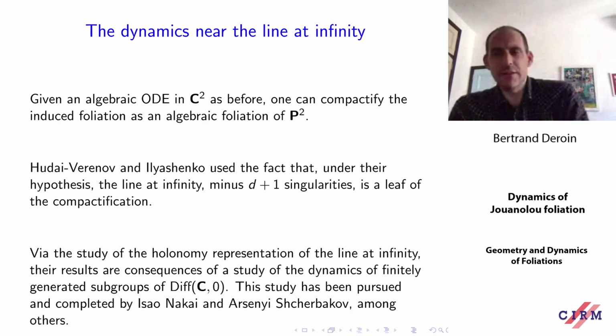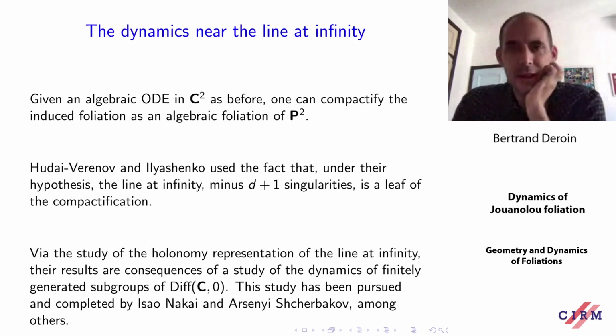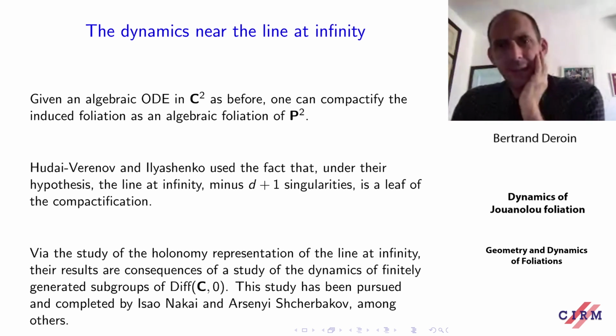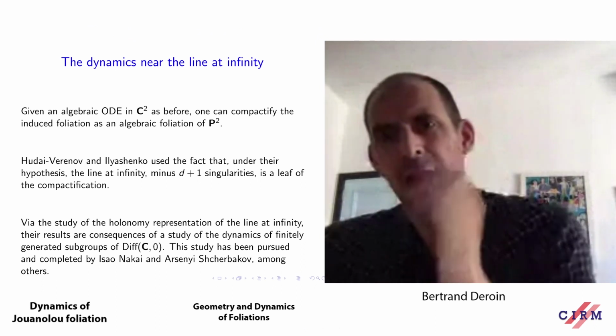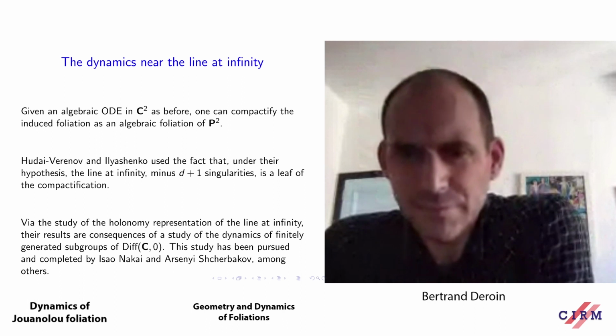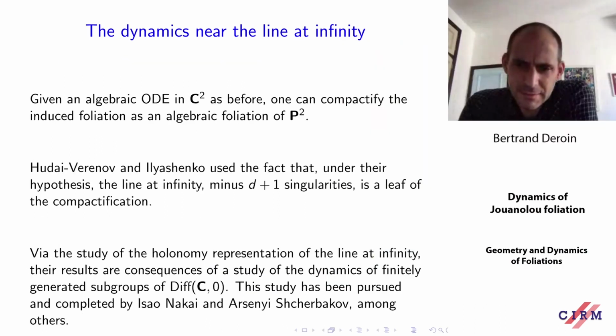But as you see, you get some foliations that fix a line at infinity. And in fact, this is not at all a generic situation. Around the same time, in the 70s, Jouanolou proved that a generic foliation of the projective plane of degree D does not have any algebraic curve, algebraic leaf.